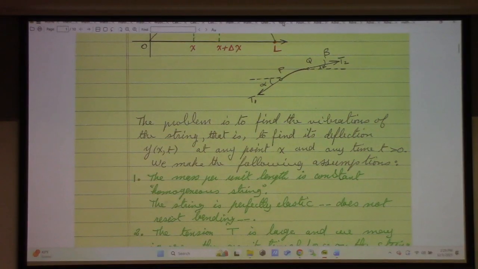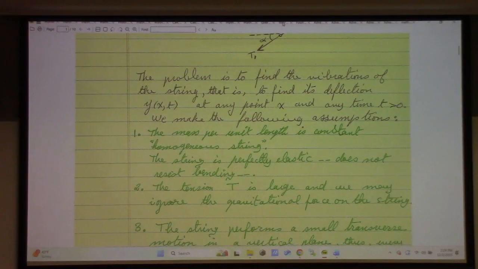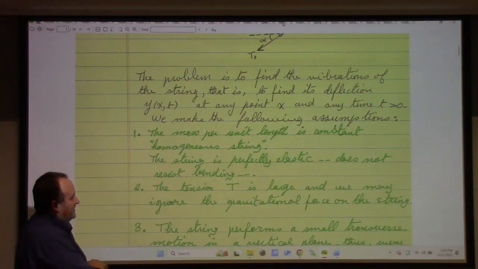And so if you're trying to analyze waves on a string which doesn't follow these assumptions, then the mathematics we studied this semester would not be relevant, right? So there are some assumptions. One of the assumptions is that the mass per unit length is constant. It's a homogeneous string, right? If you had a lumpy string, you would need a much more complicated partial differential equation to analyze the waves on such a string. It's perfectly elastic.